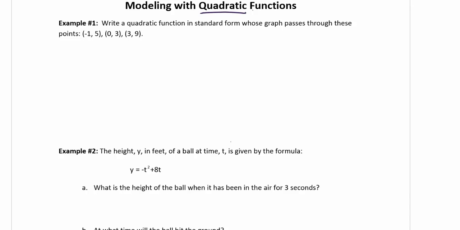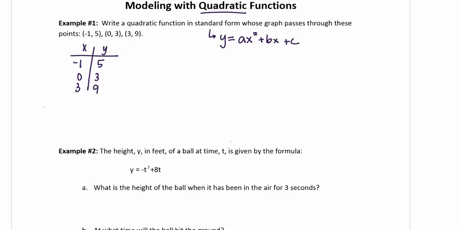So the first thing we're going to do in example 1 is write an equation, a quadratic function in standard form, whose graph passes through these points. And remember, standard form of a quadratic is ax squared plus bx plus c, where a, b, and c are just numbers. So what I like to do is create a visual here that you have different x's and y's. So when x is negative 1, y is 5. When x is 0, y is 3. And when x is 3, y is 9.